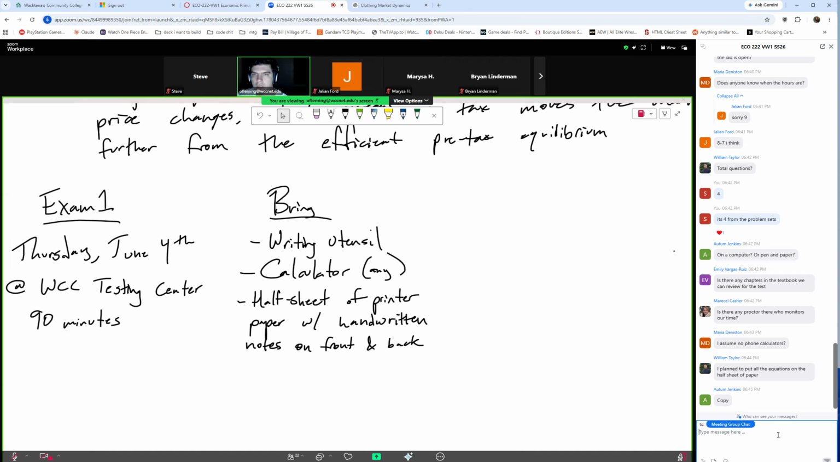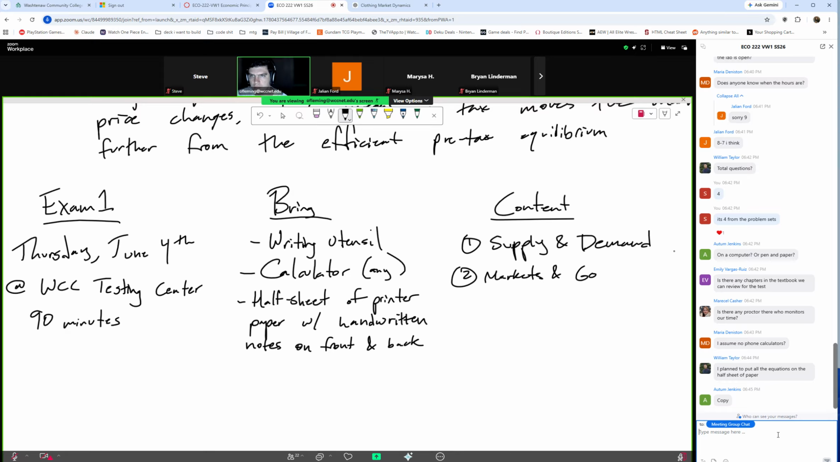All right, now content. So the exam is going to be 4 questions, okay? And those 4 questions are going to be as follows. The first one is going to be about supply and demand. The second one is going to be about markets and government. The third one is going to be about elasticity. And the fourth one is going to be about taxes. So no surprises at all. Okay, I think that somebody asked how many questions. There you go.